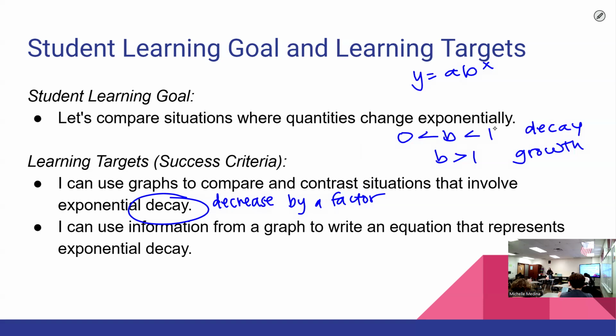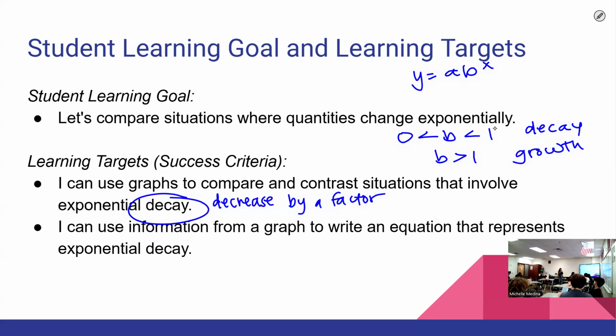So table 9, tell me a number between 0 and 1. 0.5. Table 1, tell me a number between 0 and 1. 0.67, right? As long as it's not greater than 1. I don't want you to get confused and think just because it's a decimal, it's decay. It's only if that decimal is between 0 and 1. If it's 1.5, that's bigger than 1, that's growth. If it's 0.9, that's decay.